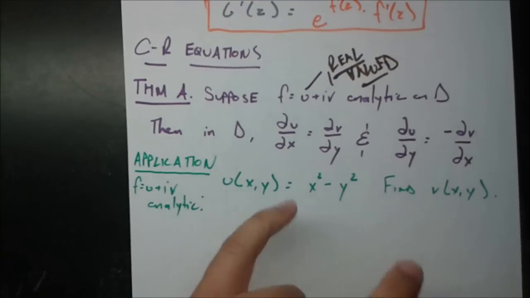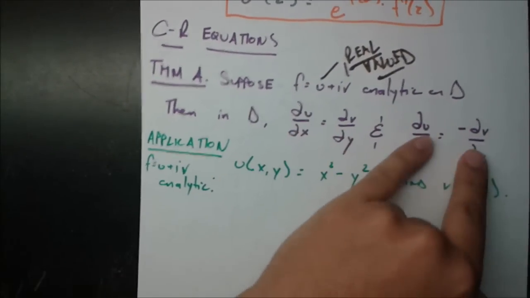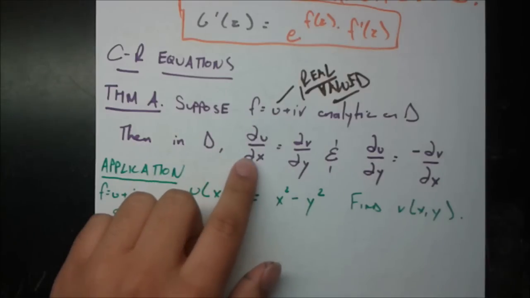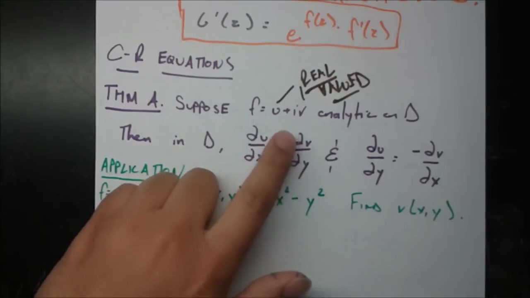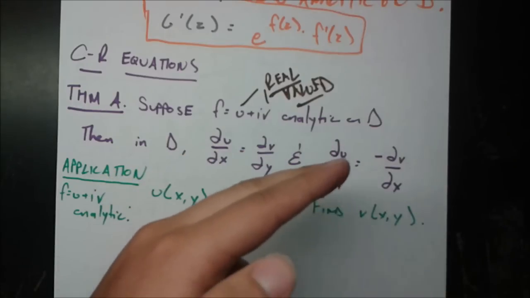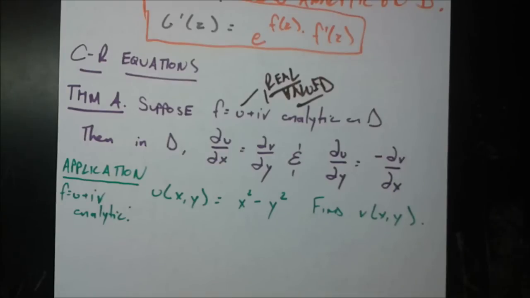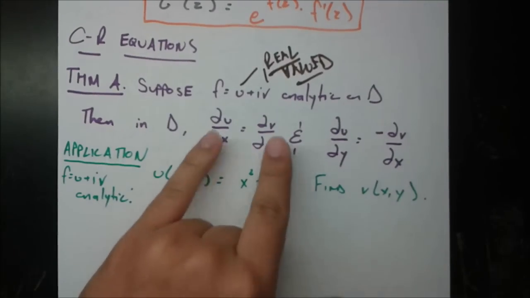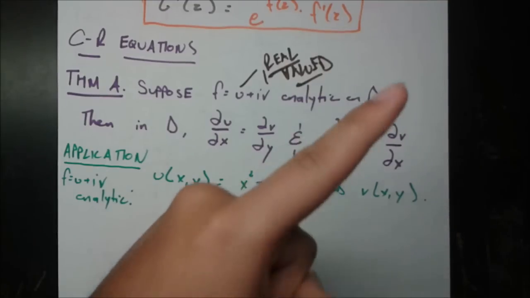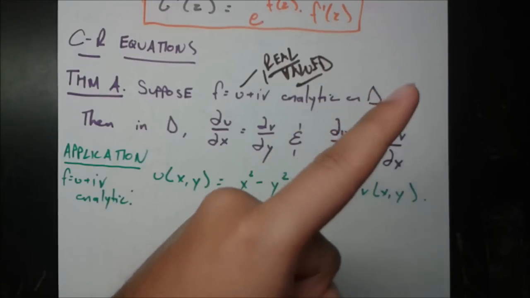Then, in D, these relationships hold, and these are the actual Cauchy-Riemann equations. So partial derivative of u with respect to x equals partial derivative of v with respect to y, and partial derivative of u with respect to y equals negative partial derivative of v with respect to x. Okay, so these are the relationships that hold if it's analytic on D. And again, the proof, in fact, I'll just link it right here. So click right here for the proof to Theorem A.